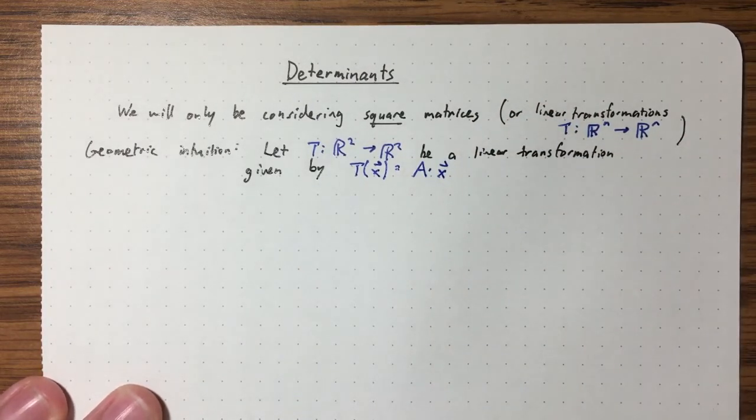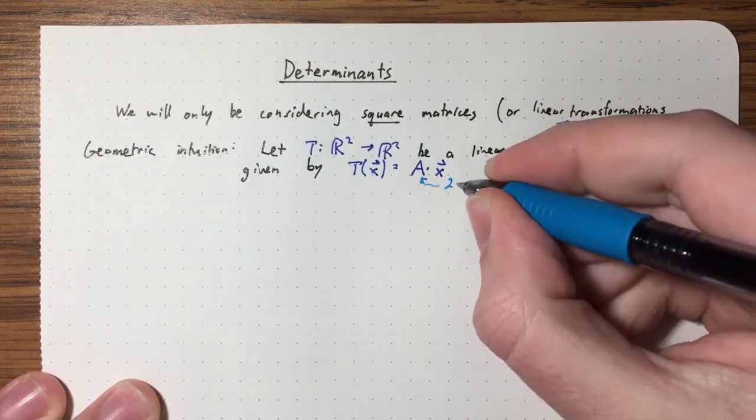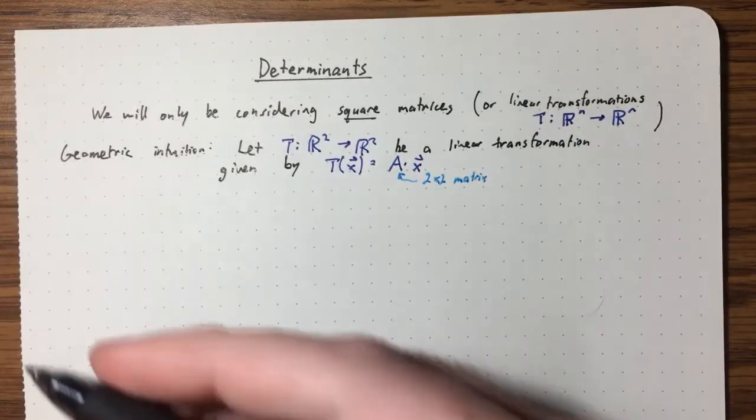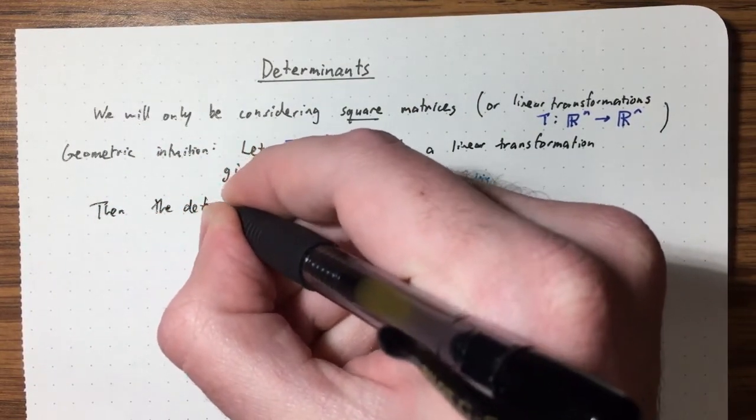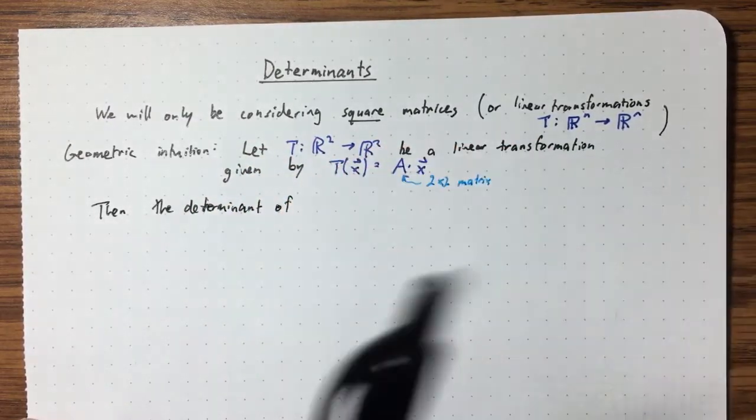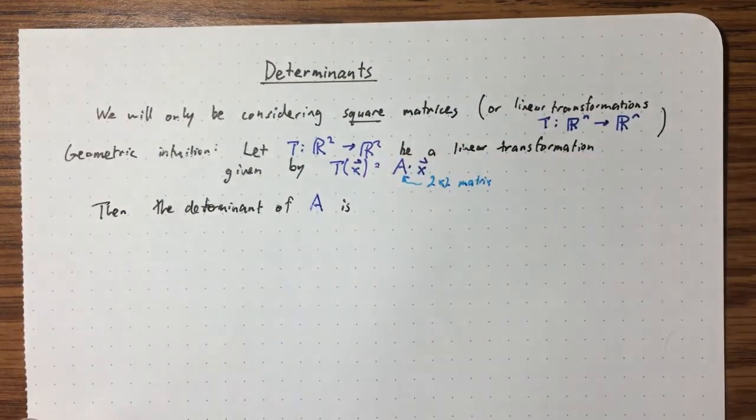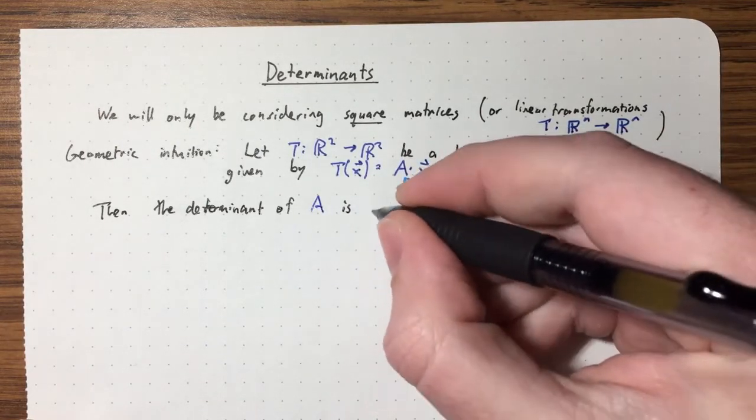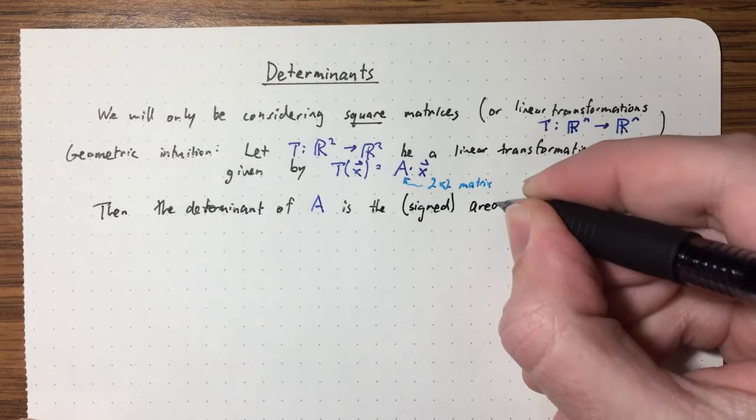What kind of matrix is A, by the way? Well, it's a square matrix, right? It's a 2 by 2 matrix in this case. Okay, well, what is a determinant? Then the determinant, we say the determinant of a matrix, not a linear transformation. So the determinant of the matrix A is an area. Actually I should say it's the signed area. I'll tell you what that means. But yeah, it's a kind of area.